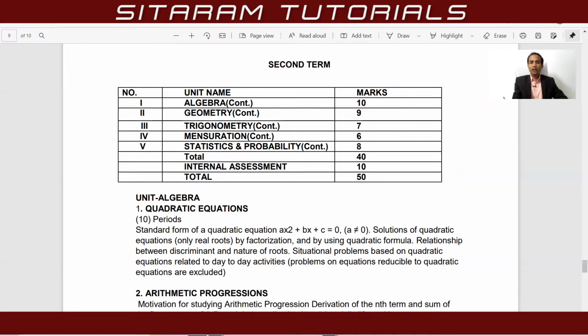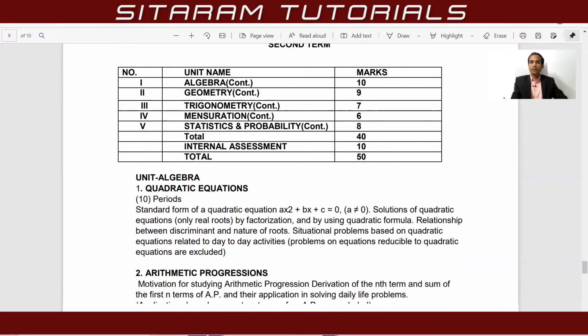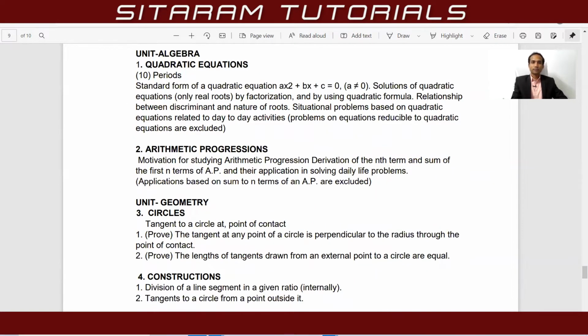Probability is already done for the first term, and now we are going to get only statistics for term 2. So from statistics we are going to get 8 marks. If you observe very carefully, from statistics only we are going to get highest marks. So in total, these are 40 marks from 7 chapters. Now from internal assessment, you will get 10 marks, total is 50 marks. So let us go chapter wise.